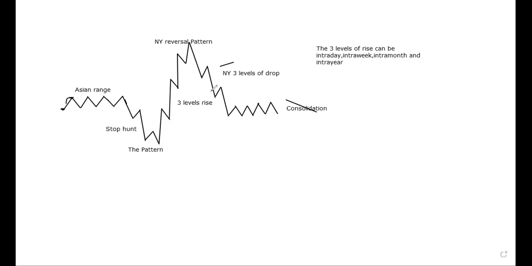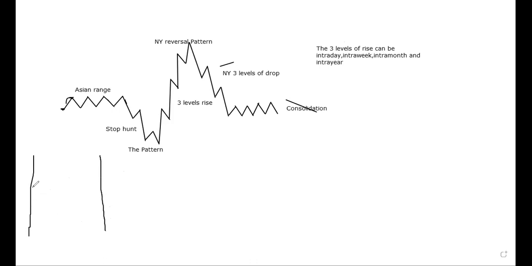Okay, so that being said, the three levels of rise can be intraday, intra-week, intra-month, and intra-year. Let me explain myself. Let's assume you are a day trader. This is a period separator.